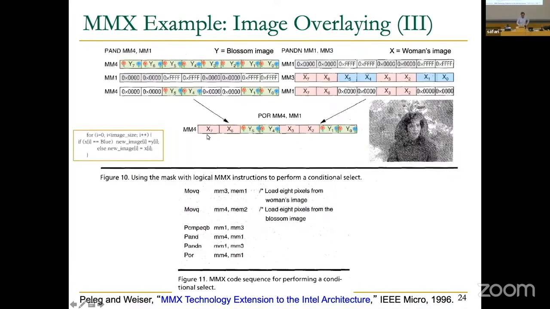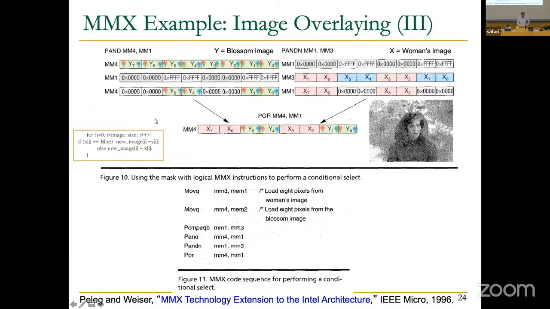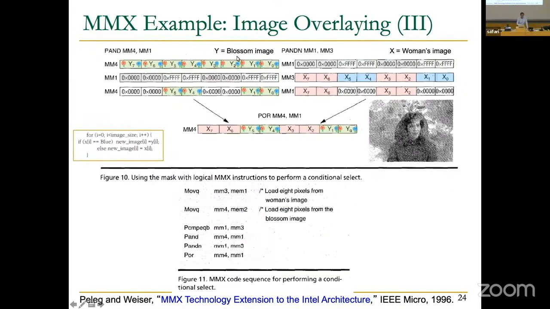Okay, so how do you take advantage of that bit mask now? Remember what we were going to do: take the blossom image and replace the original image when the original image matches the blue parts. So if the bit mask is 1, the pixel in the final image should come from the blossom image. If the bit mask is 0, the pixel should come from the original image. Makes sense, hopefully, right? And this is what these instructions essentially do.